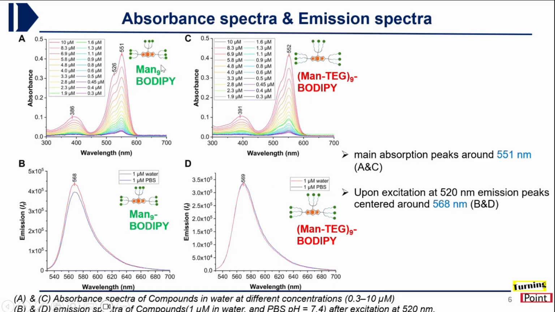In both cases, the mannose BODIPY and the tetraethylene glycol-containing BODIPY, they observed the main absorption peaks around 551 nanometers. Upon excitation at 520 nanometers, the emission peaks were centered around 568 nanometers. In both cases you can see 568 here, 569. So this study they have conducted.